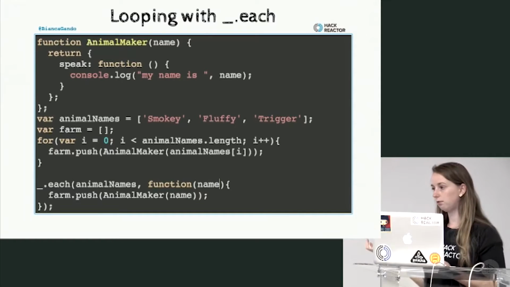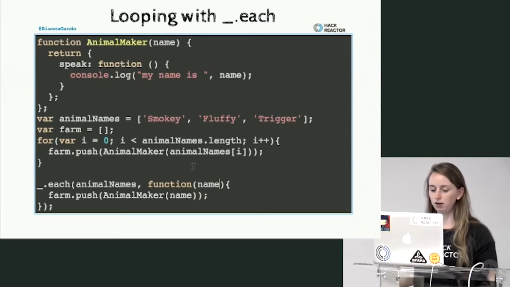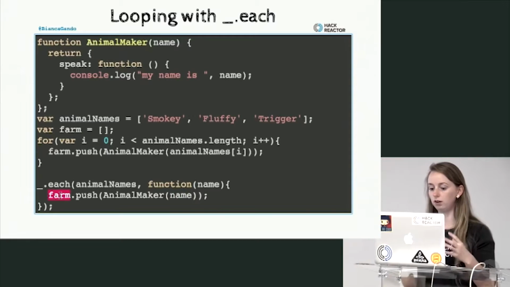Yeah. And the cool thing about this is that we can say name, right? It's just more clear versus animal names at i. Yeah. It's less clear what that means. If we just say, oh, we call this name, then it's clear to me, oh, so we're making an animal, we're passing in a name, and then we're adding it to the farm. So it's just more clear what you're doing, and you're able to do that naming here versus when we have a regular loop, we have to do all this bracket i stuff.